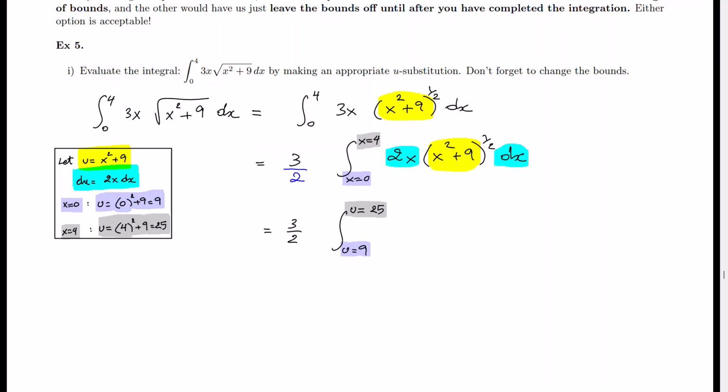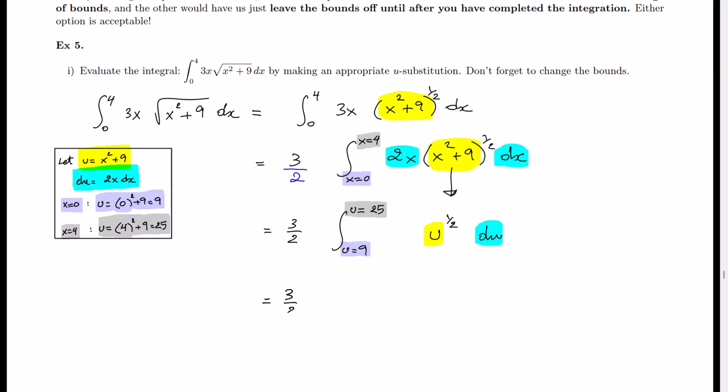Now, inside the integral, the x squared plus 9 will be replaced with u. It still has the power 1/2, and the dx with the 2x together give me the du that I'm looking for in my problem. So everything has been rewritten in terms of u, and so now we are ready to continue along and figure out what the answer is.